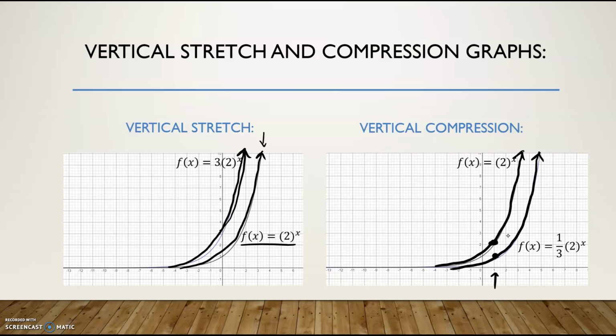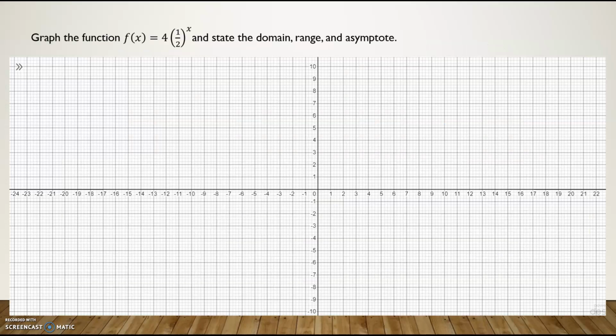Now if we came back over here, we'll look at 1 for this one as well. For the original function, here's the original function right here, it's around 2. But for 3 times 2 raised to x, it's at 5. So it's going up the y values quicker for the vertical stretch, but slower for the vertical compression. Okay, so let's try to graph this one right here.